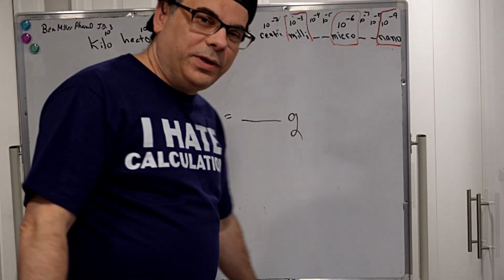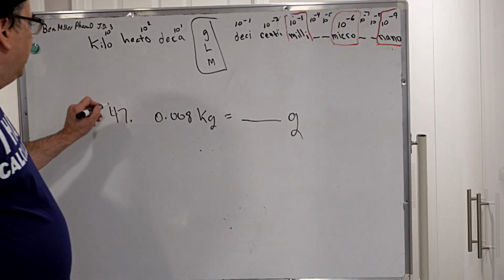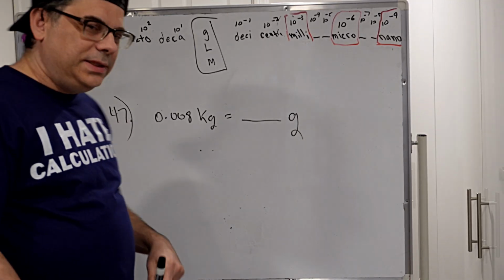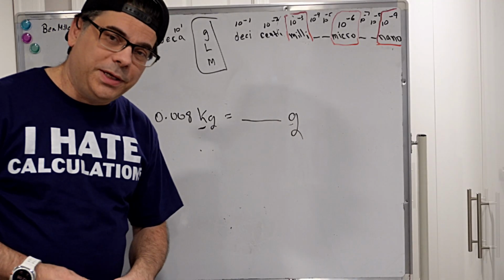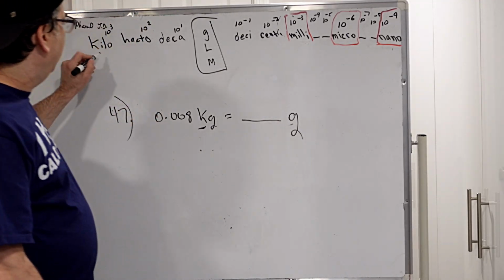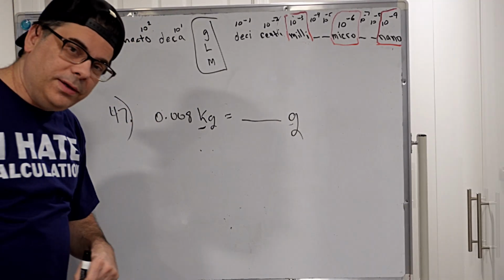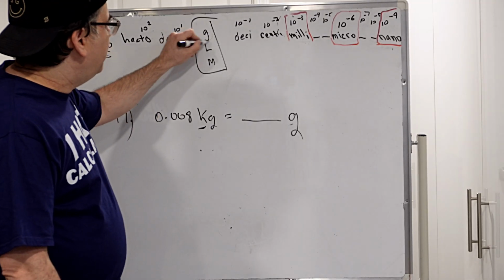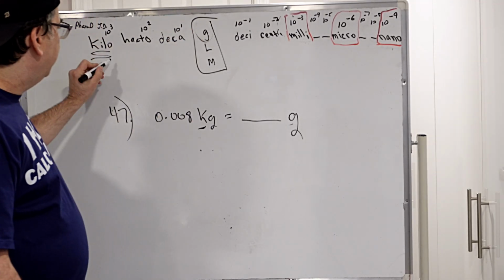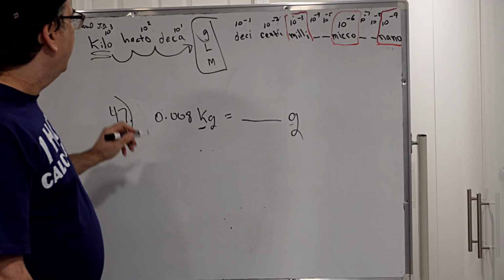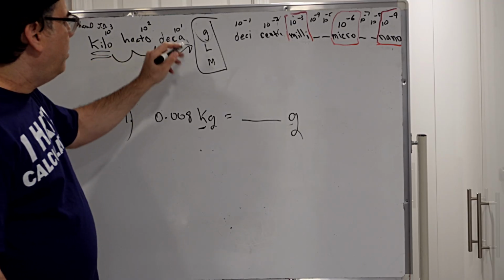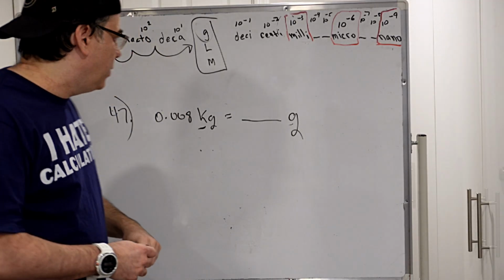Let's go to question 47. 0.008 kilograms is equal to how many grams? Alright, kilo is over here, 10 to the 3. Gram is your base unit, it's over here. So you gotta go 1, 2, 3, 3 to the right to get to gram.